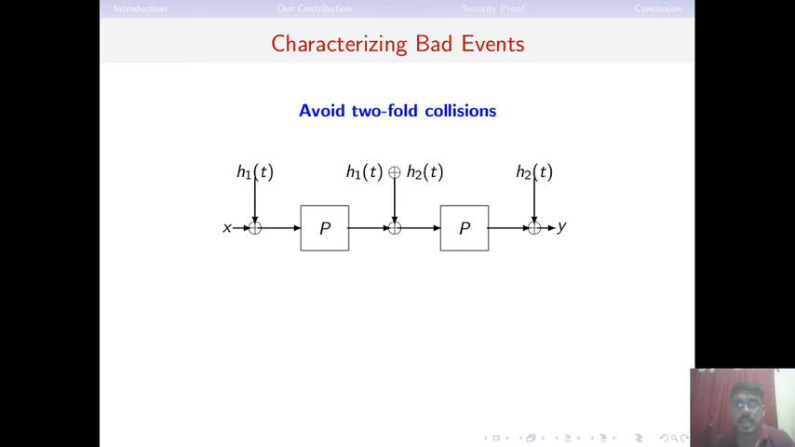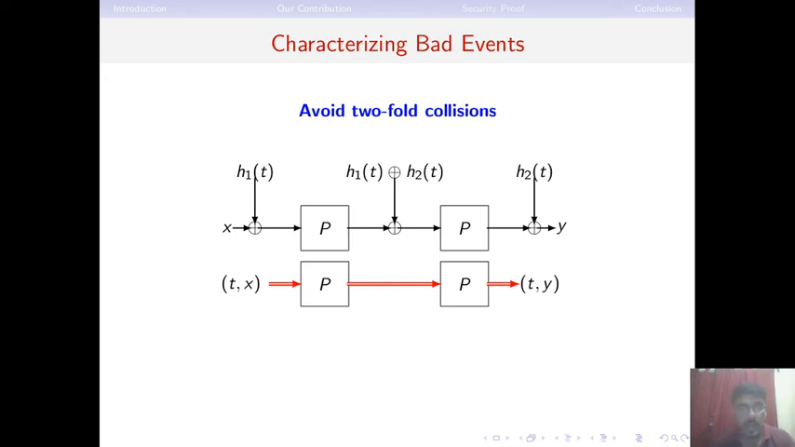Okay, so let us take the first step of characterizing bad events for our constructions. The main idea of characterizing bad events is to avoid the twofold collisions. This is one. And second of all, we need to identify the event for which we are not getting any randomness of P. To avoid the twofold collisions, consider the case that you have a construction query, say tx, which is an input to the permutation P, and that collides with some internal primitive query, then the output is determined.